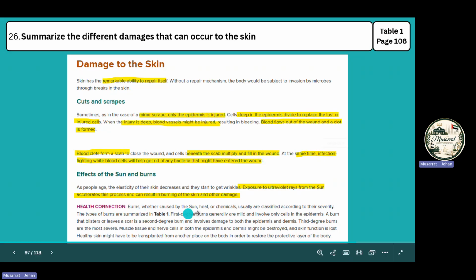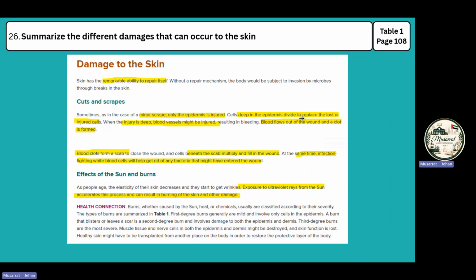Burns, whether caused by sun, heat, or chemicals, are classified according to how severe they are. So there can be three types of burns: first degree, second degree, and third degree. First degree are minor burns which do not involve the deeper layers, only the epidermis. A burn that blisters or leaves a scar on the skin is a second degree burn. It is damage to both epidermis and dermis. Third degree is a more severe burn.